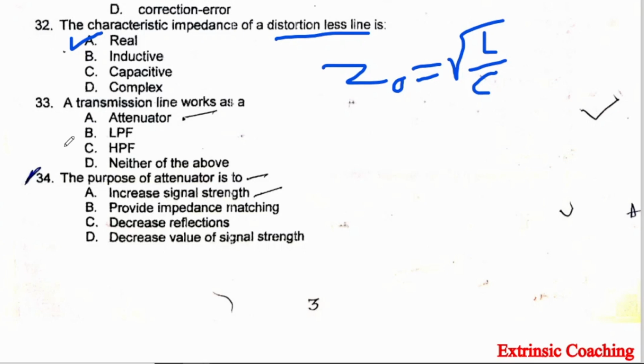Transmission line works as a low pass filter. This is a Pitaua's question. It is asked in many exams. Next question. The purpose of an attenuator, this is also a Pitaua's question, also asked in many exams. The purpose of an attenuator is to decrease the value of the signal strength.